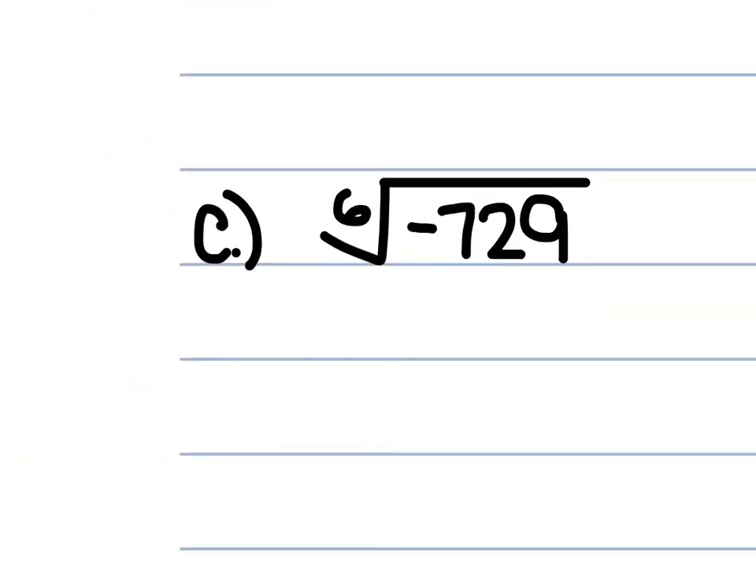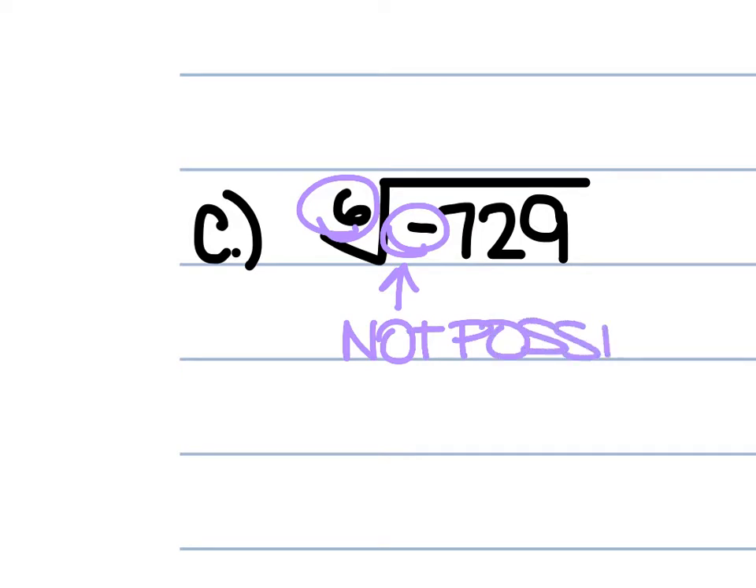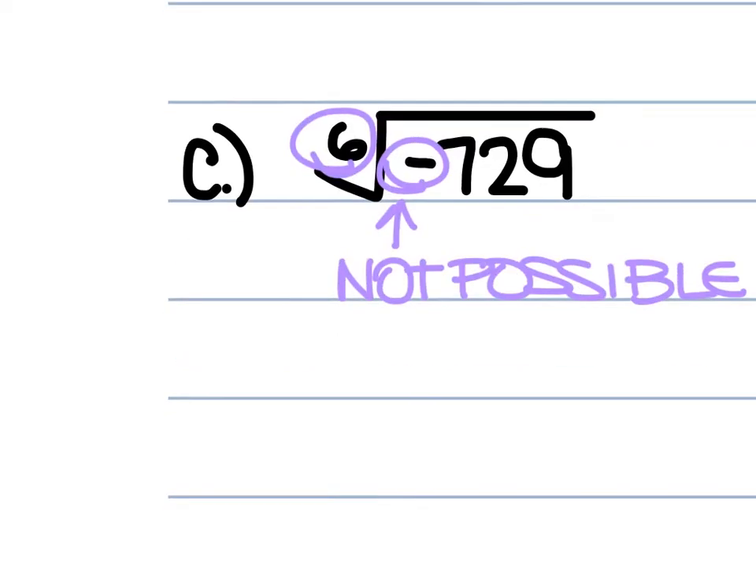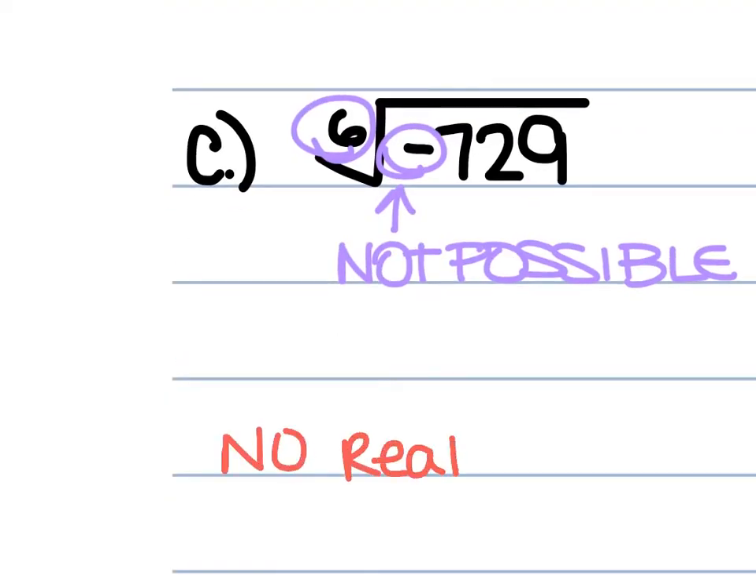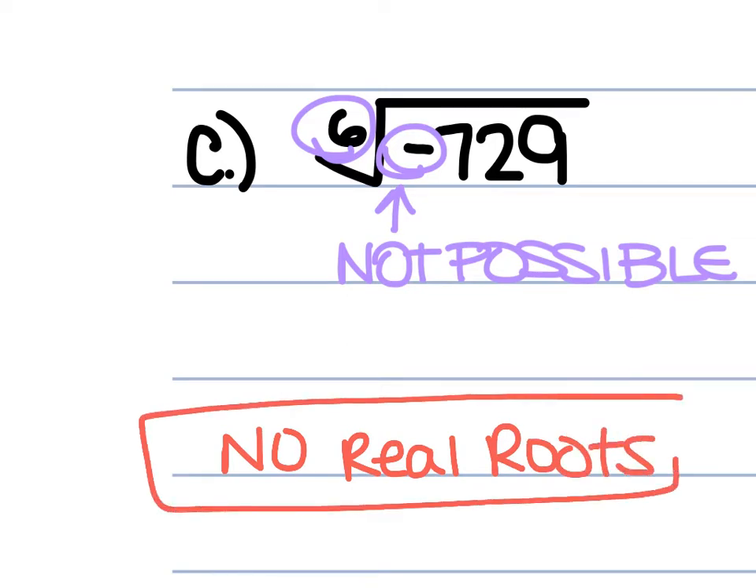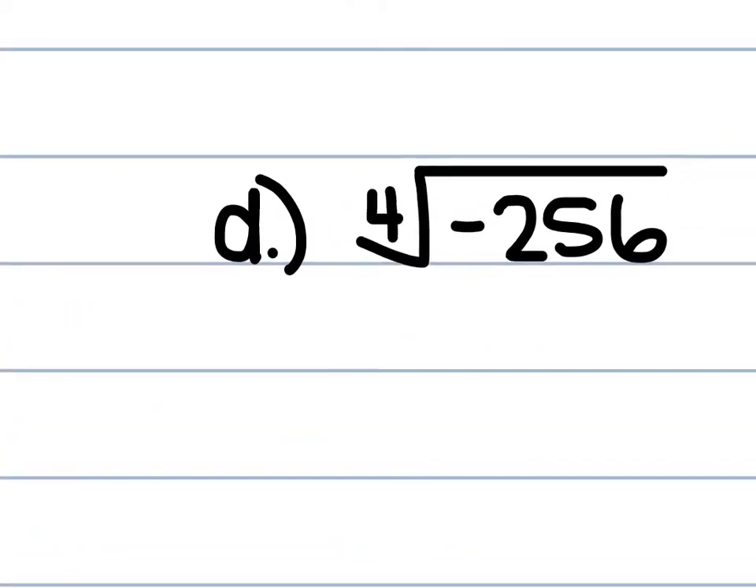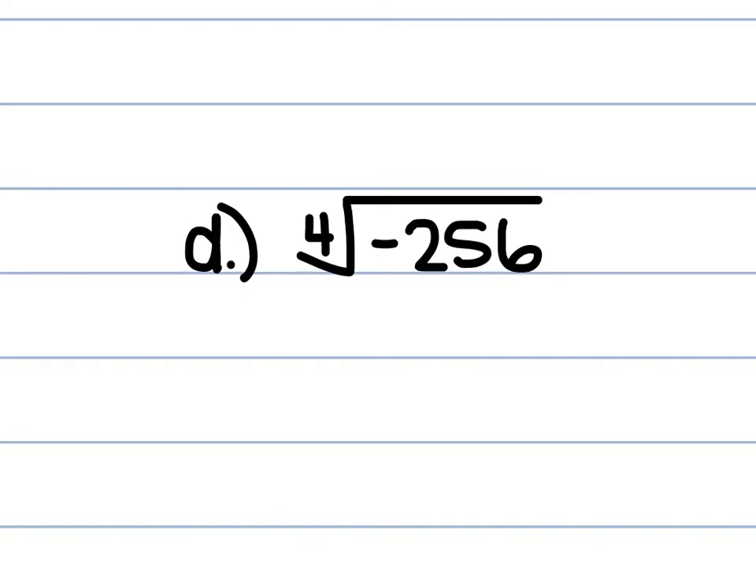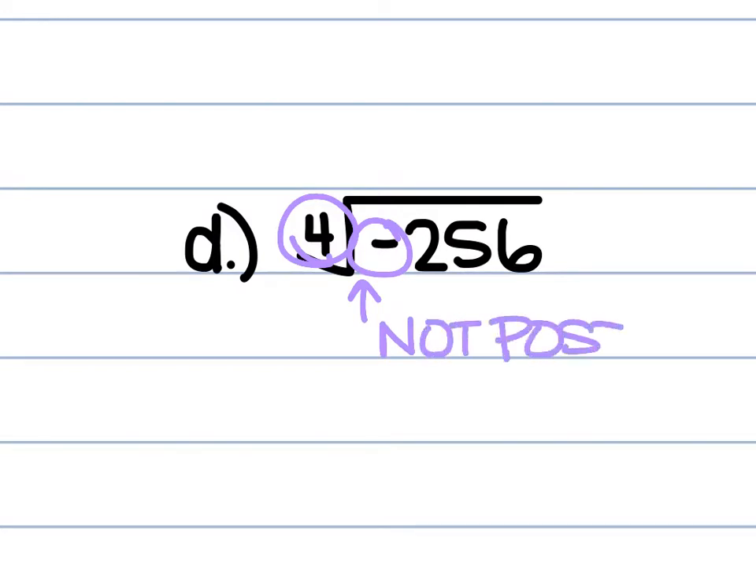For example C, we have the sixth root of negative 729. Well, this is not even possible because you have an even index with a negative radicand. Because that negative is underneath the radical sign and our index is even, this is not possible. So our answer is no real roots. For example D, we have the fourth root of negative 256. So again, because that index is even and we have that negative underneath the radical, this is not possible. So there are no real roots.